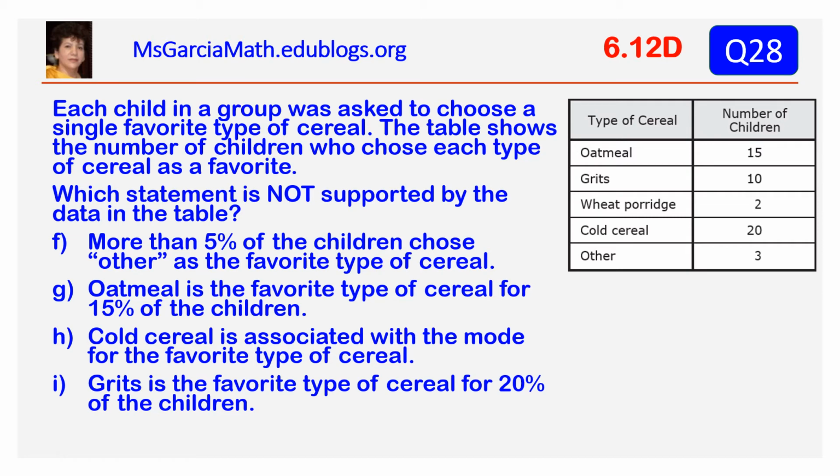Each child in the group was asked to choose a single favorite type of cereal. The table shows the number of children who chose each type of cereal as a favorite. Which statement is not supported by the data in the table?